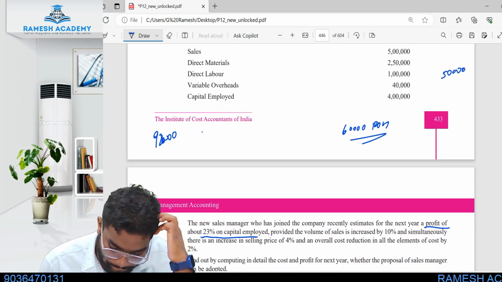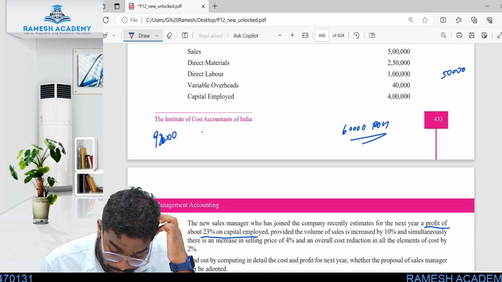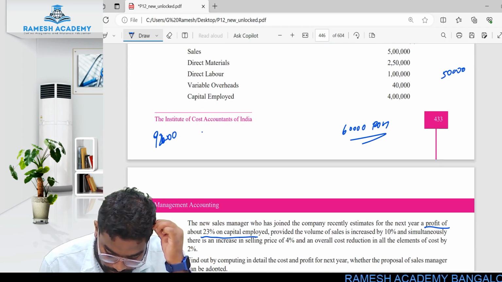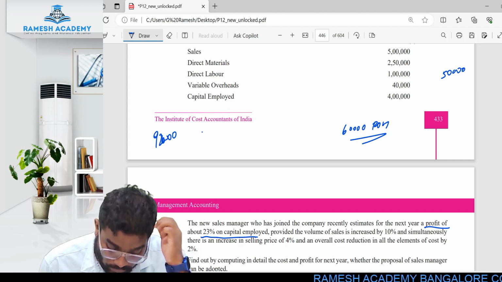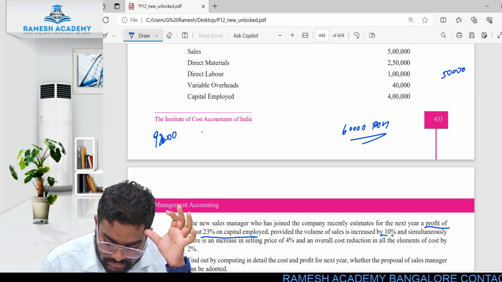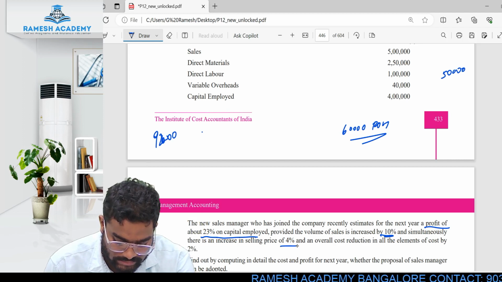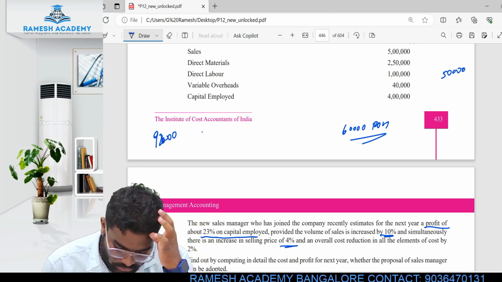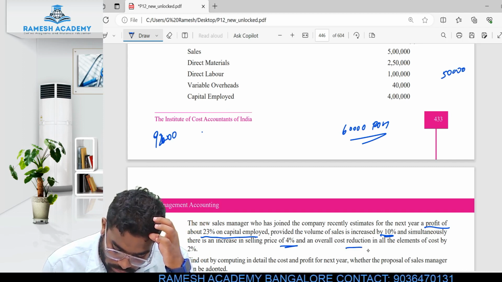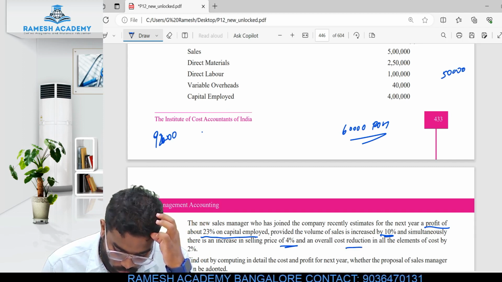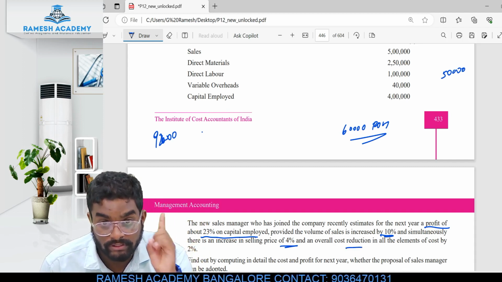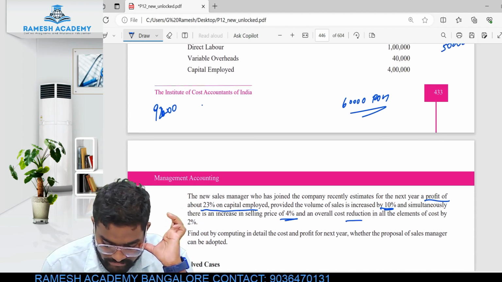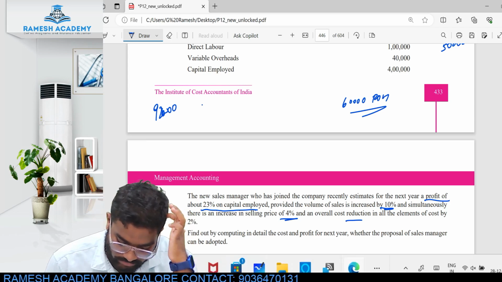Okay. And provided that the volume of sales is increased by 10% and simultaneously there is an increase of selling price. Sales is also increasing and price is also increasing, 2 times increase, and then overall cost reduction in all the elements of cost by 2%. So there is a reduction in the cost. Fixed cost definitely it will not come down, only variable cost will come down. Please be careful about that. So that's it, we'll calculate.